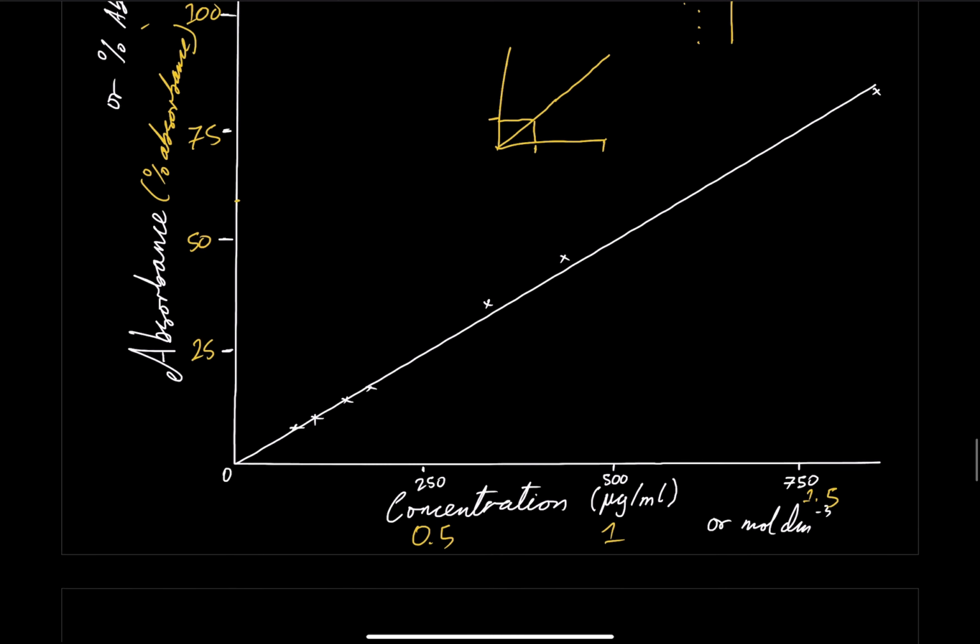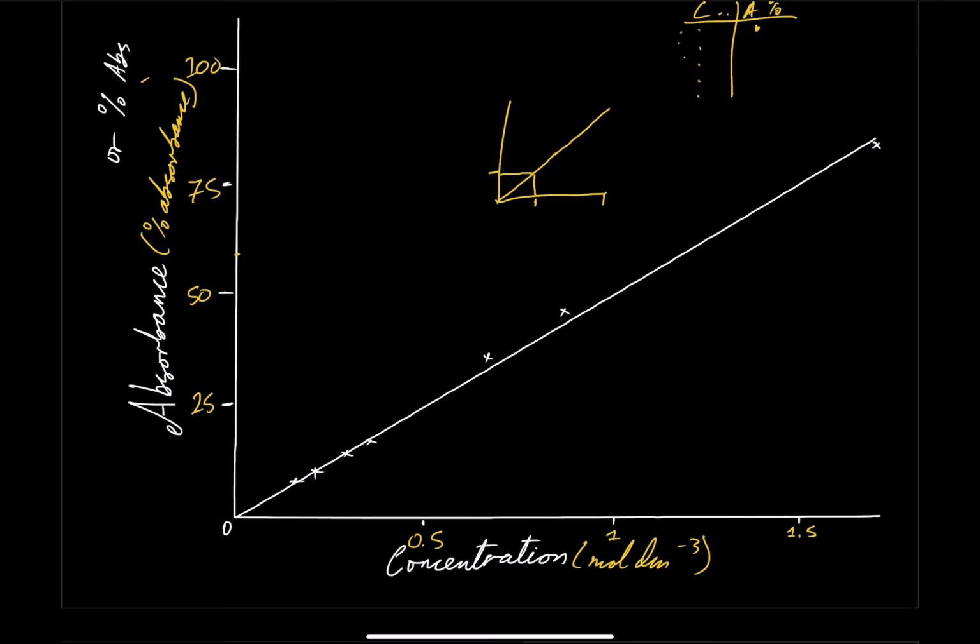And I don't like this. I'm not going to use micrograms per milliliter. I'll use moles per dm cubed again. 0.5, 1, 1.5, moles per dm cubed. Right, sorry, I just didn't like the way it was. But let's say it was 63.5, right?